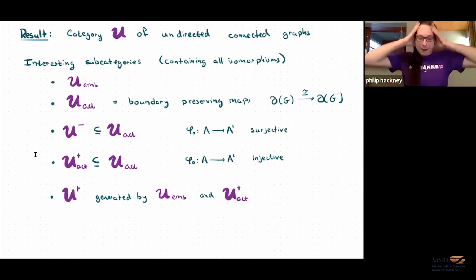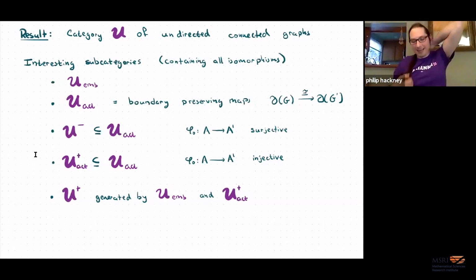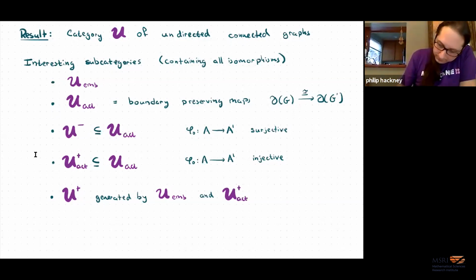Okay, so where are we at? We have this category of undirected connected graphs with these graph morphisms. We have several interesting subcategories. I can look at the embeddings. We've already discussed that. I can look at boundary preserving maps. These are also called active. And maybe the embeddings could be called inert.